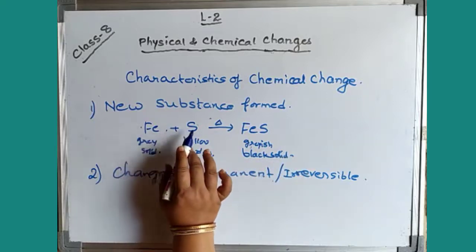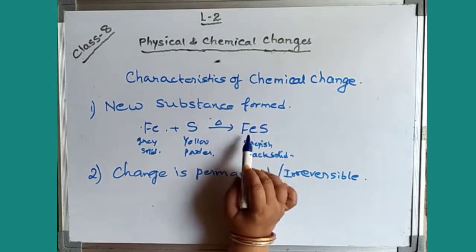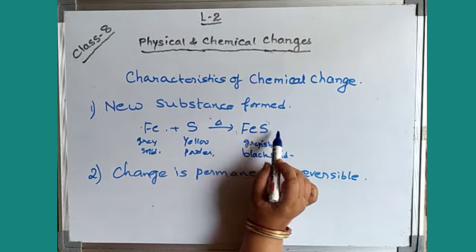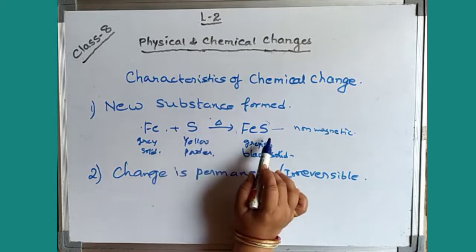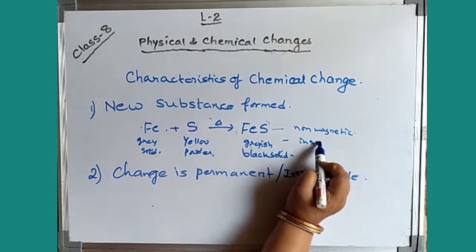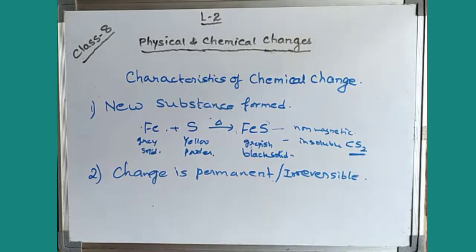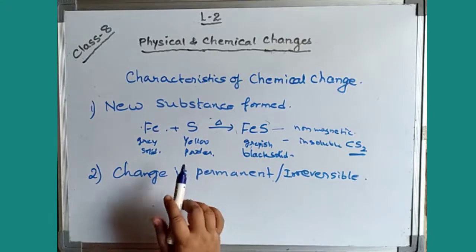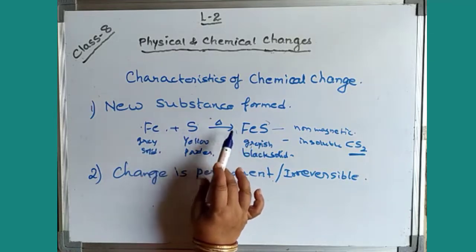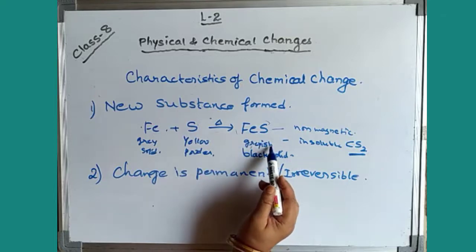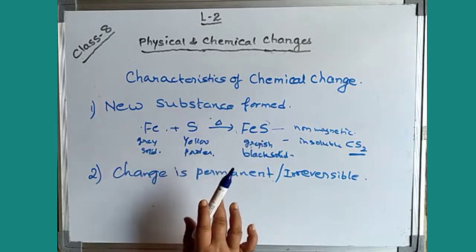Now the characteristics I told you about iron and sulfur separately, should we get them here also? No. When we test this with a magnet, we find that it is non-magnetic in nature. And when we dissolve this in carbon disulfide, we find it is insoluble in carbon disulfide. So what is the main criterion you got from here? A totally new substance is formed when these two elements react chemically, and its properties are totally different from the elements from which it is made. Okay, the first point is clear.